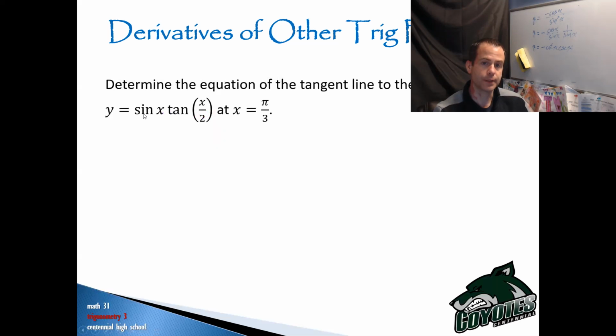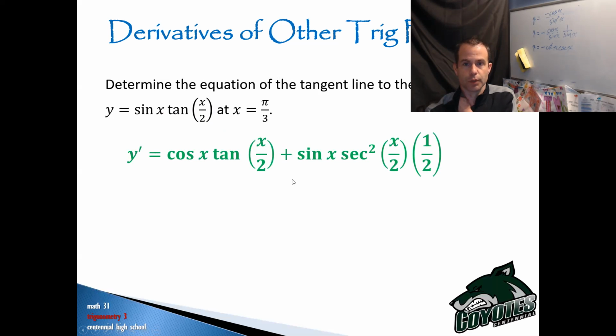The derivative of sine is cosine times g, which will just be tan of x over 2, plus f, which will be sine x, times the derivative of g. The derivative of tan is secant squared. So that'll be secant squared of x over 2. Okay, so I just used the product rule there.